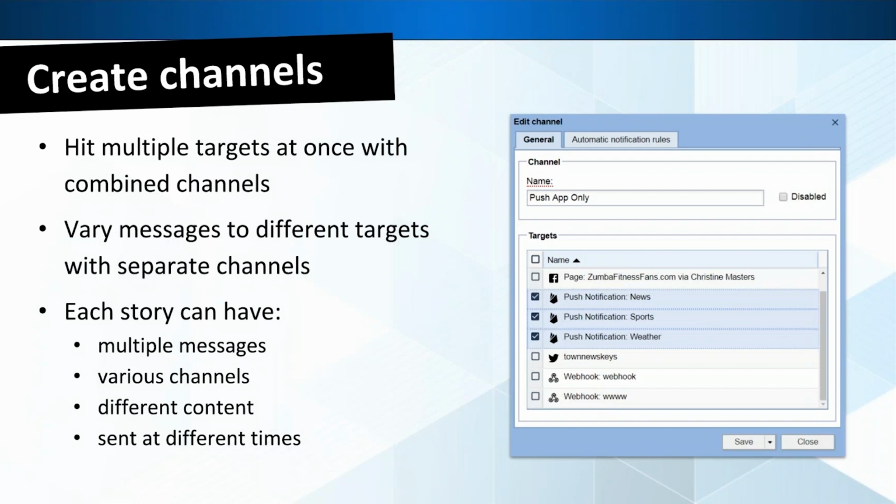Or you can also set it up so that the newsroom is able to send one message to Facebook, one message to Twitter, one message to push notifications, and that allows them to maybe vary the message or send it at different times, etc. So there's a lot of flexibility that you have in terms of creating those channels. Again, you can have one target in multiple channels. You can have one target in its own channel, and you can have multiple targets in multiple channels. So lots of different ways to set that up.